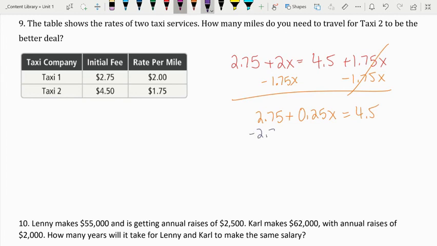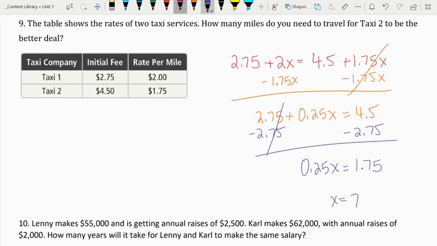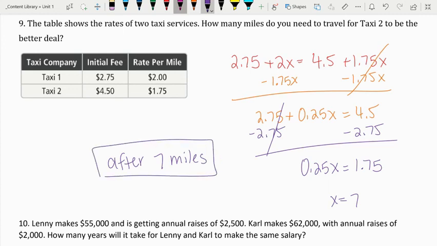Then if I subtract 2.75, I'm left with 0.25x equals 1.75. And if you divide by 0.25, you get 7. So that means after 7 miles, taxi 2 would be a better deal.